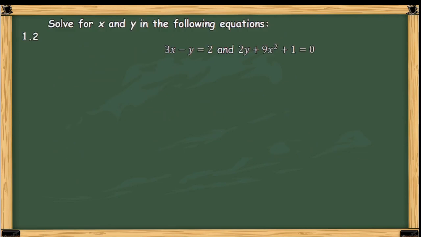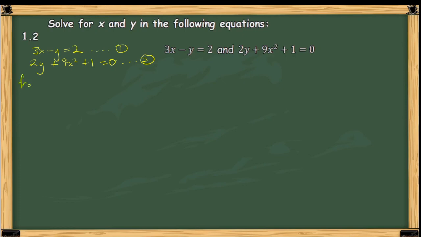No question 1 is complete without some simultaneous equations. Well, in this case, let's just rewrite them first. So we'll have 3x minus y being equal to 2, and then we'll label it with a number. We'll call it number 1, and then we'll have 2y plus 9x squared plus 1 all equal to 0, and then we'll apply another label over there, call it 2. That allows us to give ourselves some nice instructions in our step-by-step methodology for solving the system of equations.